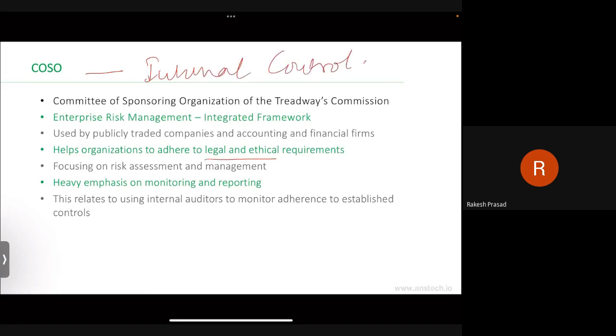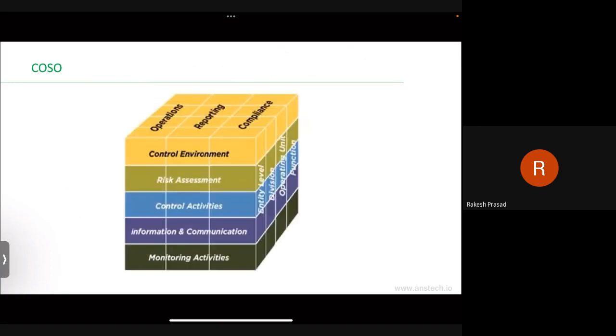Okay. And you have to adhere to legal and ethical requirements. A lot of auditors use this framework for auditing organizations for financial irregularities. Now, risk management is a generic concept, right? You can apply it for IT also.